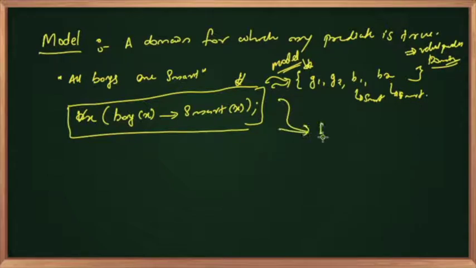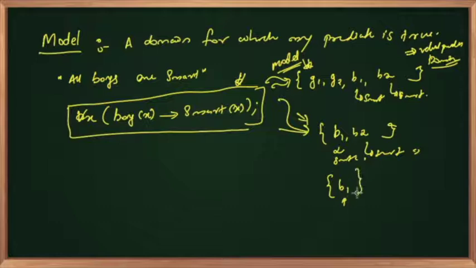Now I can even have a class. Let's assume you have B1 and B2 and both are smart, right? If you see, for this model also, this predicate evaluates true. So I can have maybe only one boy. This is my domain. This one boy, and let's assume he's smart. For this domain also, this predicate is true.